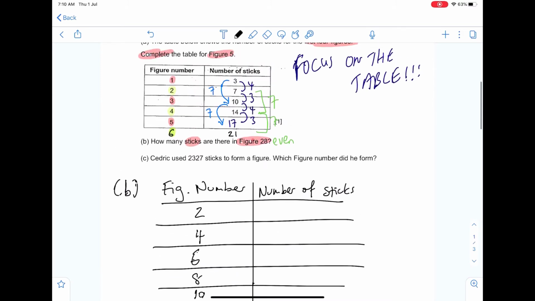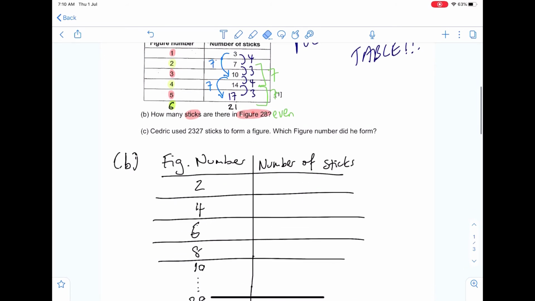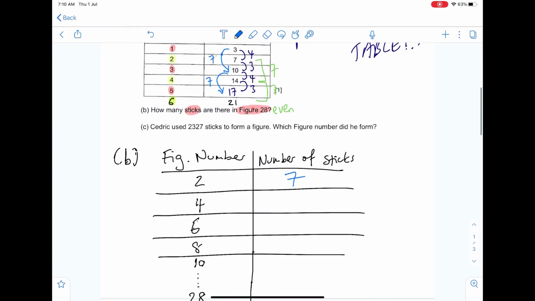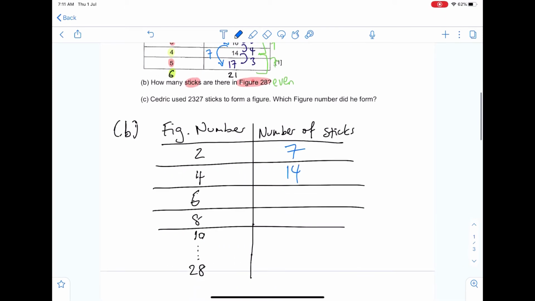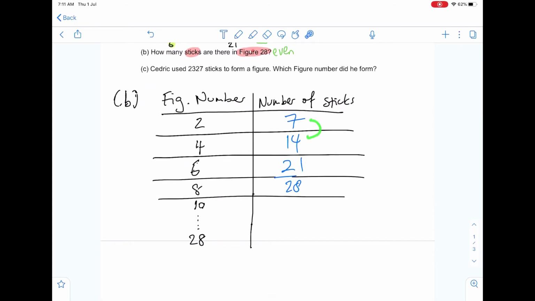Now for figure number 2, we have 7 sticks. Let's use a blue color. We have 7 sticks here, and then figure 4, we add 7 to that. It's going to be 14. Figure 6 is going to be 21. Figure 8 will be 28. Alright, as you can see, it's always a plus 7, plus 7, plus 7.